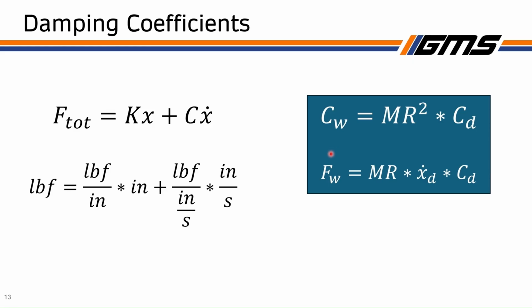But the force at the wheel is just going to be the motion ratio squared times the velocity of the damper and the coefficient of the damper, right? And you can do a real quick unit analysis. You can see that the units of the damping coefficient are going to be pounds per inch per second.